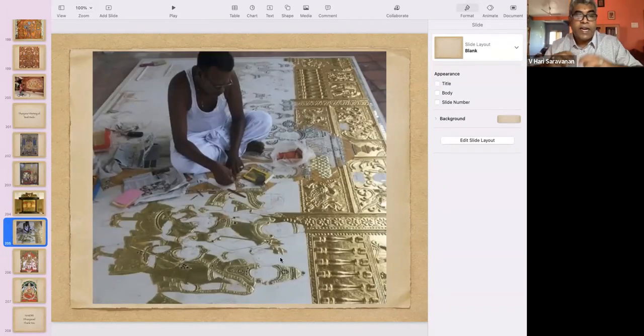Yeah, this is how the artists do it. They do sketching on it first, then they put on the gold foil, and then they do the intricate painting. And it is not just gold foil, they also use semi-precious stones placed here as adornment.